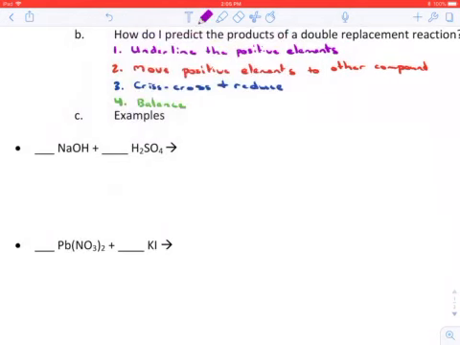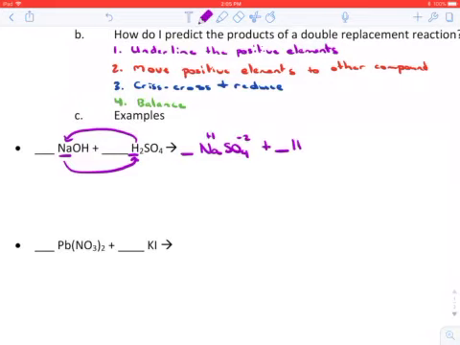this first one where we have NaOH plus H2SO4. So Na is our positive element there, H is our positive element there. These guys are just going to switch places. So Na is now going to be hanging out with SO4. We know Na is plus 1, SO4 is minus 2, plus we know H, which is plus 1, is going to be hanging out with OH, which is minus 1.